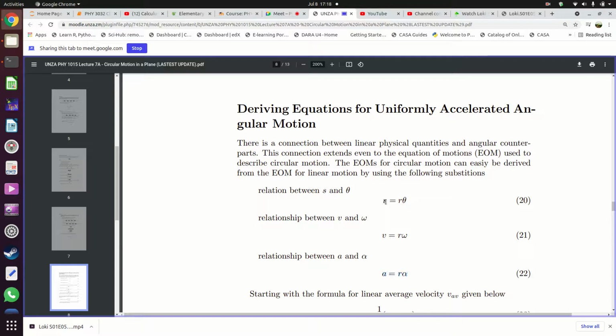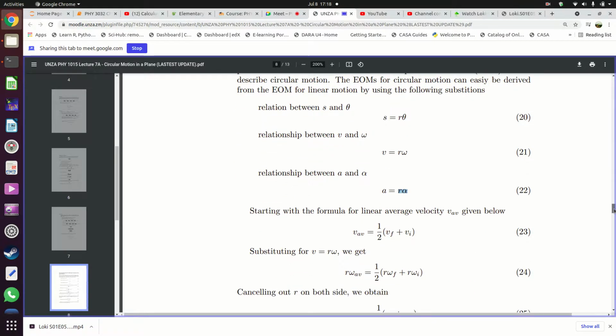The S is the linear displacement, which is displacement in a straight line. The theta is the angular displacement, which is displacement in a circle. The V is your speed or velocity in a straight line. Then your omega is how fast that particular object is rotating or going around the circle. Then your A is your linear acceleration in a straight line, how fast the velocity is changing. Then your alpha here is how fast the speed of this particular object, which is rotating in a circle, is changing.